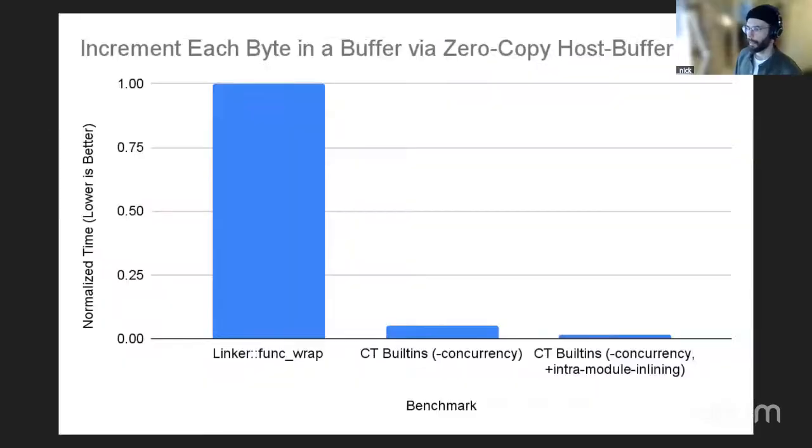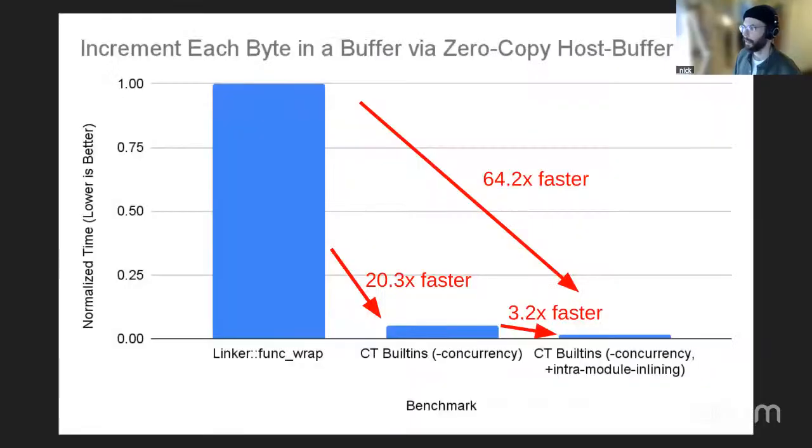And so after that, we can see that things are a lot better. So ultimately, we are 64 times faster than linker func when using compile time built-ins, disabling component model concurrency, and enabling intramodule inlining. Oh, by the way, this is normalized time, so lower is better, and 1 is the benchmark of what we're comparing against.